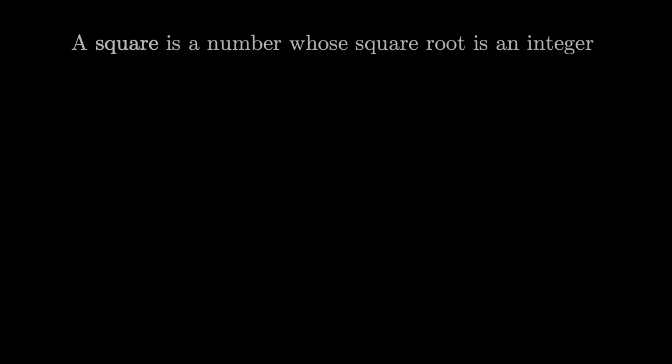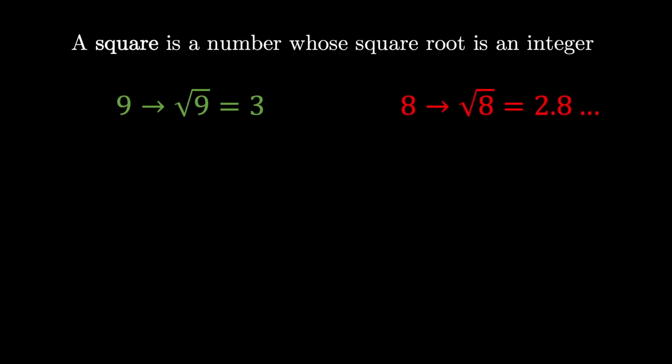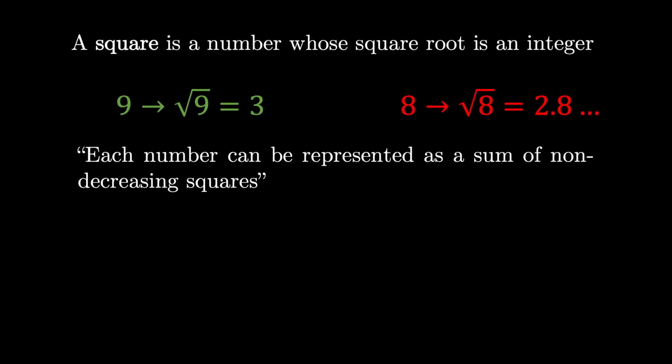Let's take a look now at a more complicated problem. We define a square as a number whose square root is an integer. For instance, 9 is a square, since its square root is 3. However, 8 is not, since its square root is not a whole number. The problem states that each number can be represented as a sum of non-decreasing squares.